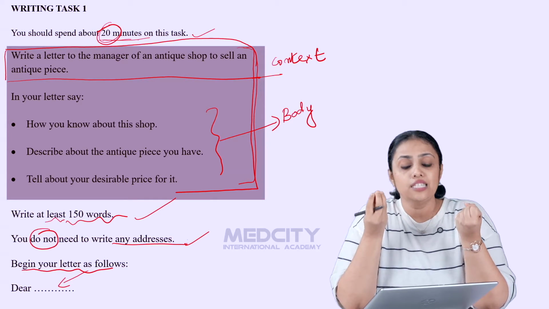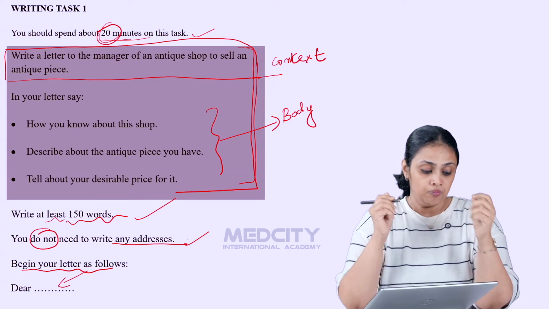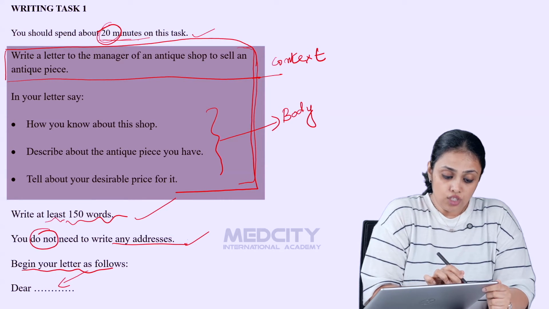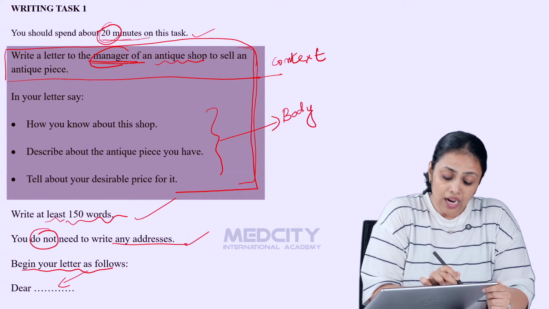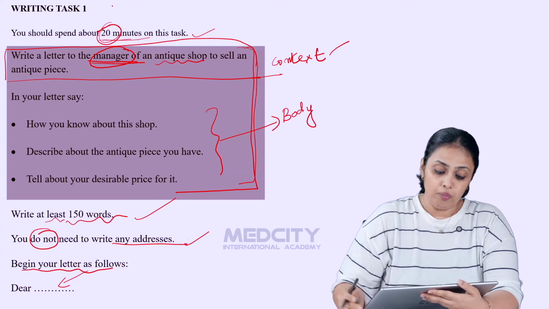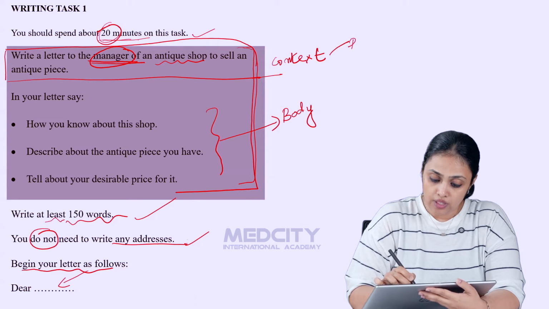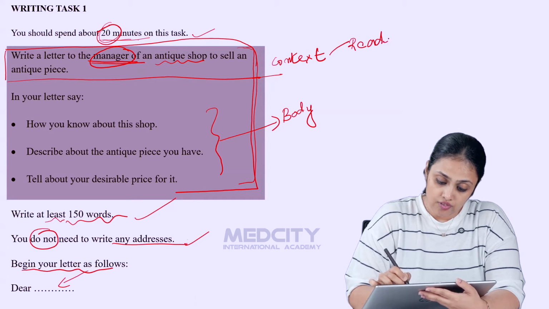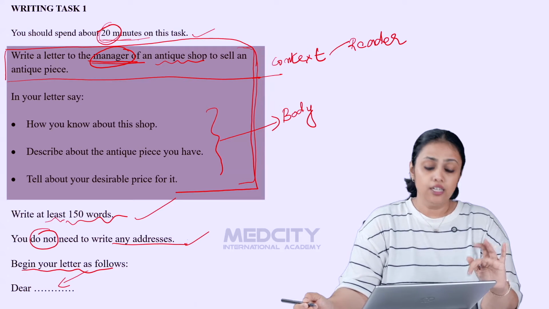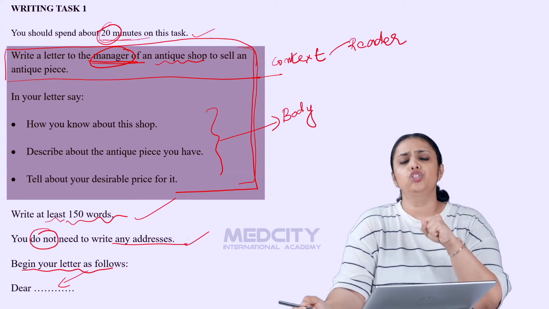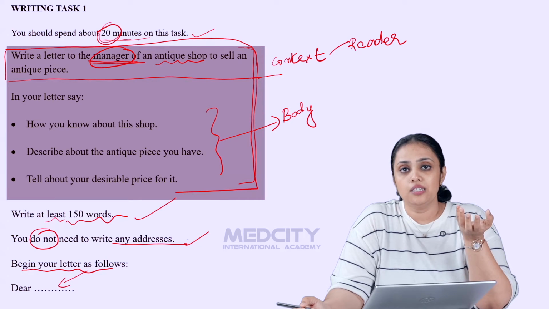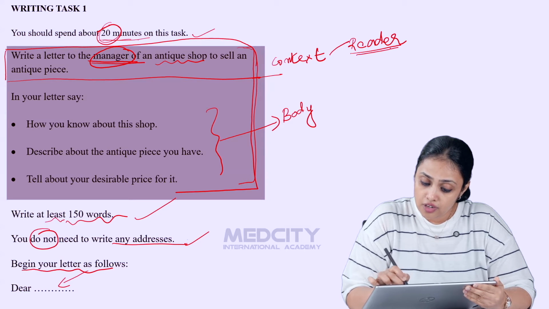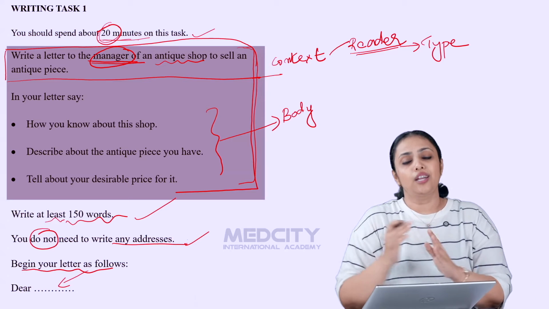Now what are the details that you get from this context or scenario? Just read through it. Write a letter to the manager of an antique shop. So you understand who the reader is. By reading this first part, you understand who the reader or the recipient of your letter is. Here it is the manager of an antique shop. Now, why is it important to clearly understand who the recipient is? Because it is this reader or recipient that will decide the type of the letter that you have to craft.